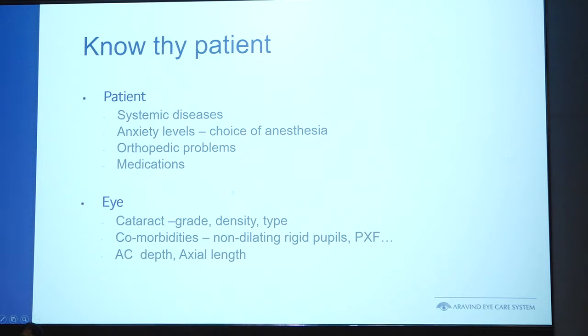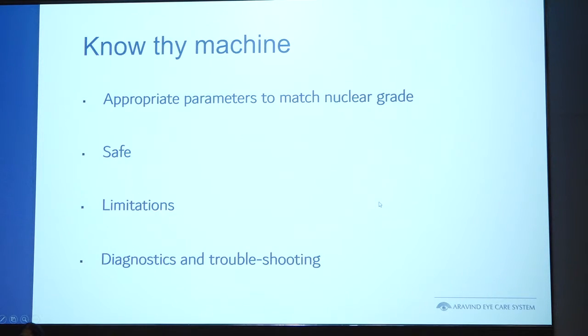And more important is to have an idea of the entire eye, especially those who are prone to PCRs, looking at the grade and density and type of cataracts, the existing comorbidities like non-dilating rigid pupils, PXF, shallow AC, primary angle closure, glaucoma, and in the biometry, to pay attention to the AC depth and axial length, which are important for knowing whether this can go for a PCR or not.